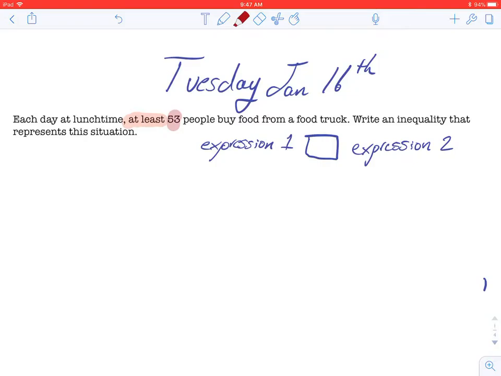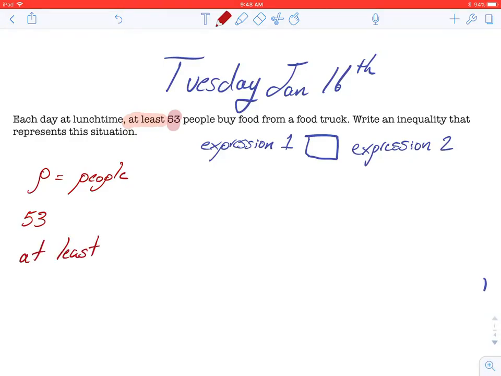Now, I don't see any other expression there. I don't see any other number or any other symbol. So that means that I'm going to need to introduce my own symbol. We can use P as our expression to represent the number of people that go. So P can equal people. And then we have that at least 53 people will go. And the "at least" symbol, that's what we need to figure out. What does "at least" look like?